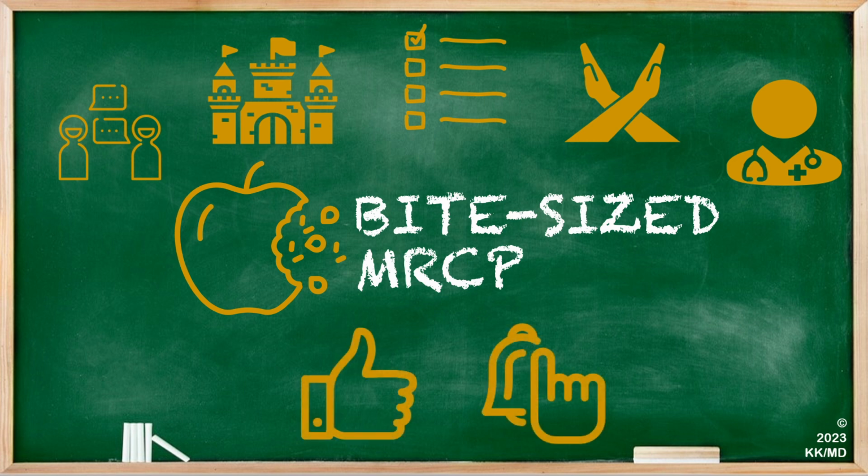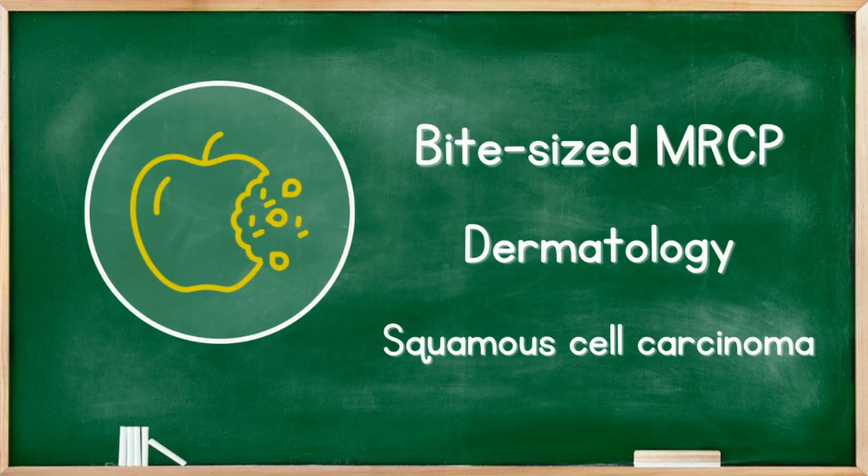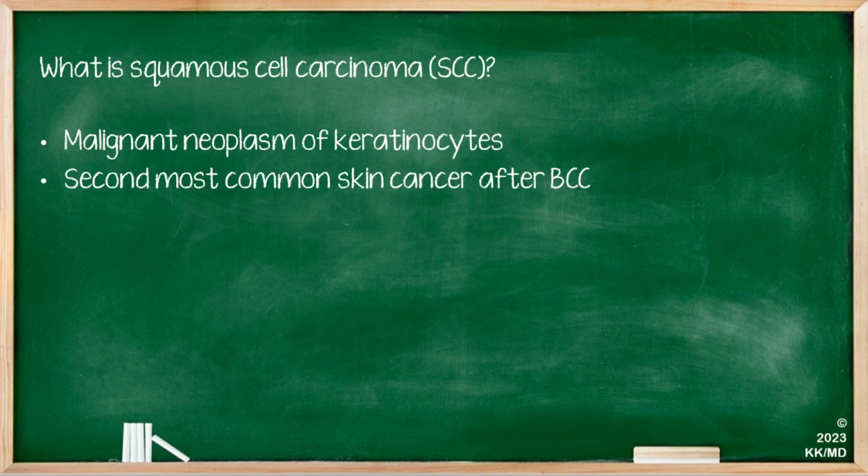Now, without further ado, let's get into today's topic, which is on squamous cell carcinoma, or SCC, under the section of dermatology. So what is a SCC? It's a malignant neoplasm of keratinocytes, and it's the second most common skin cancer after basal cell carcinoma. If you want a recap of our video on BCC or basal cell carcinoma, please click here.